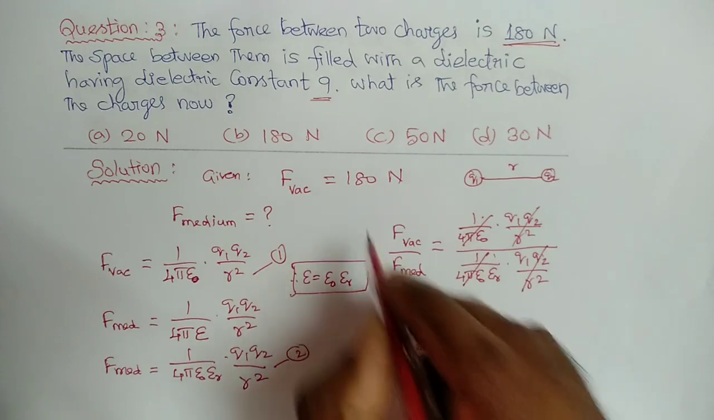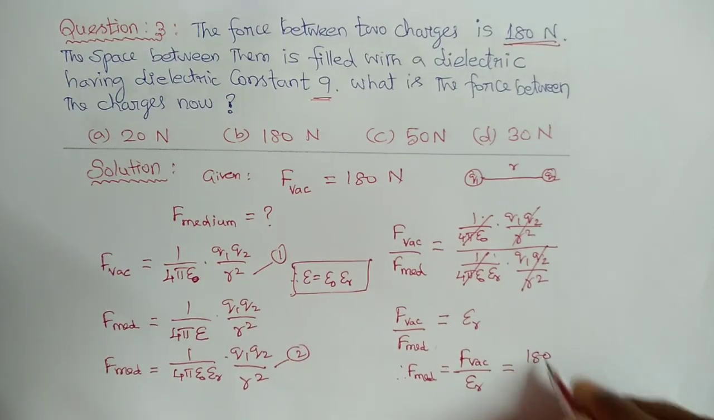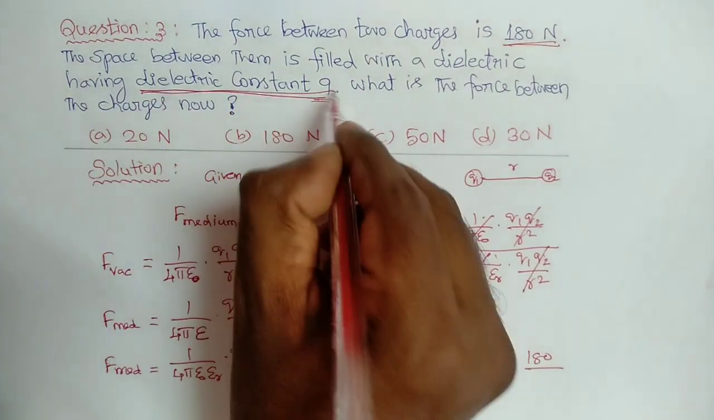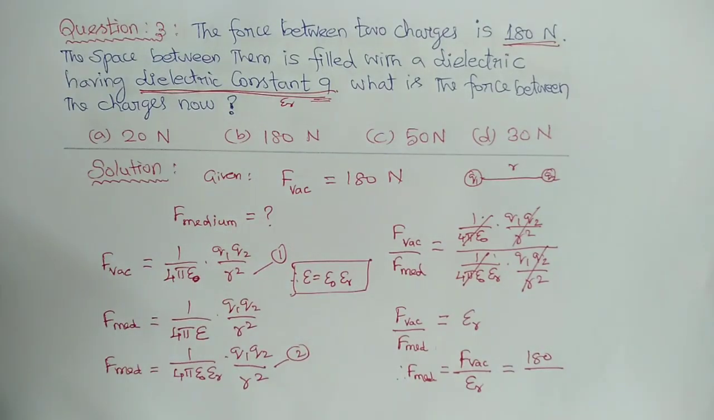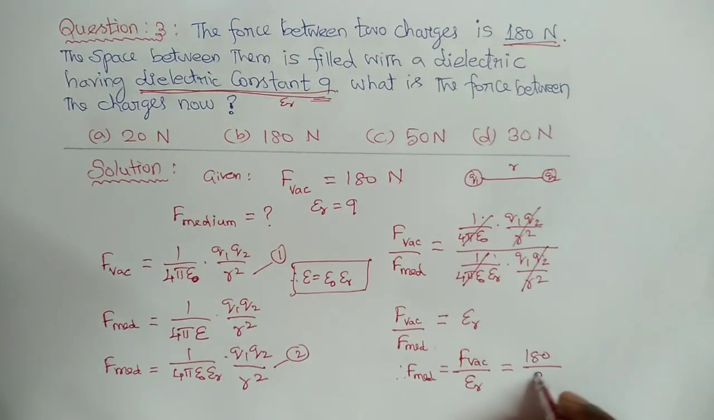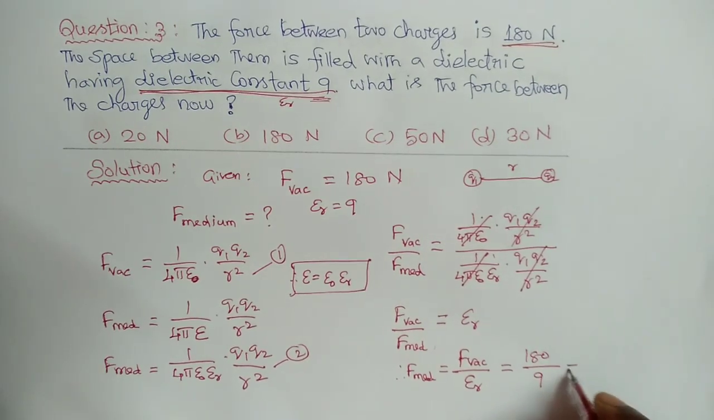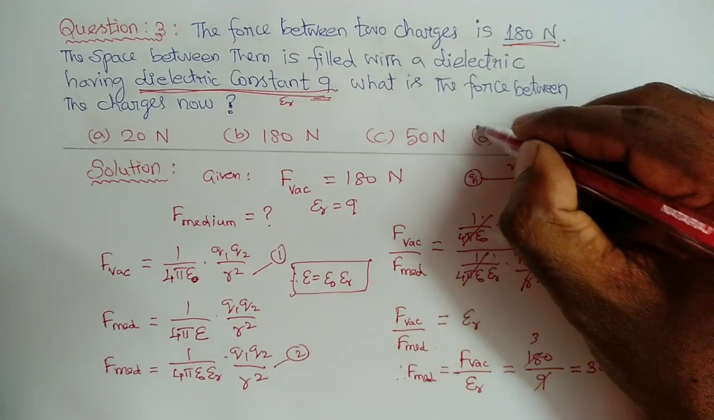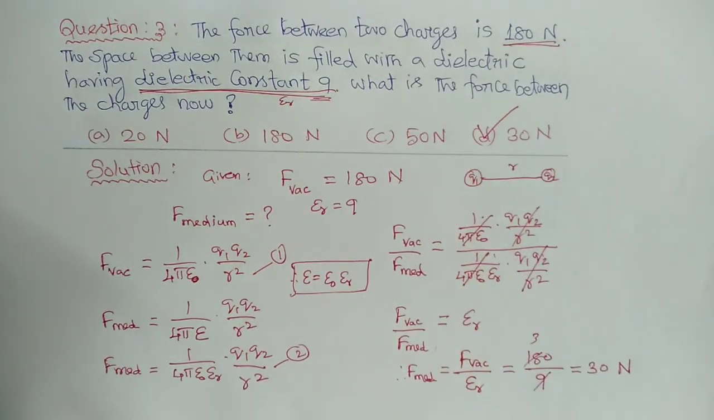So F vacuum is 180, divided by epsilon r. What is epsilon r? It is called the dielectric constant. Epsilon r, the dielectric constant, is equal to 9. So divided by 9, we get 30 Newton. So the answer is D.